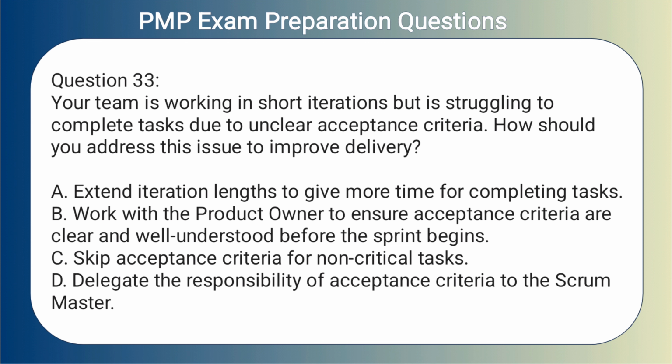Question 33. Your team is working in short iterations but is struggling to complete tasks due to unclear acceptance criteria. How should you address this issue to improve delivery? A. Extend iteration lengths to give more time for completing tasks. B. Work with the product owner to ensure acceptance criteria are clear and well understood before the sprint begins. C. Skip acceptance criteria for non-critical tasks. D. Delegate the responsibility of acceptance criteria to the Scrum Master.